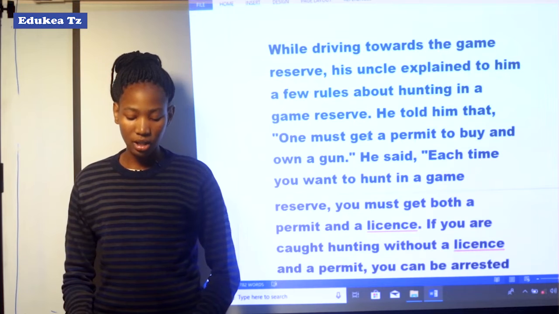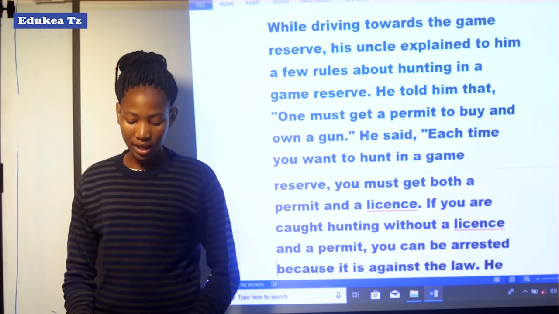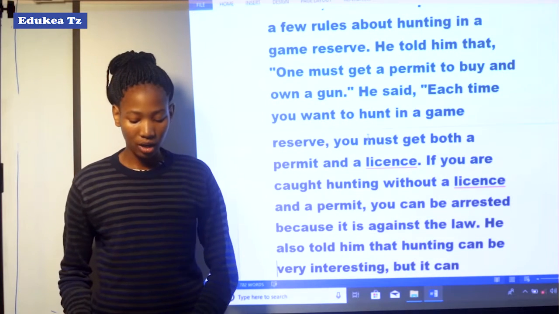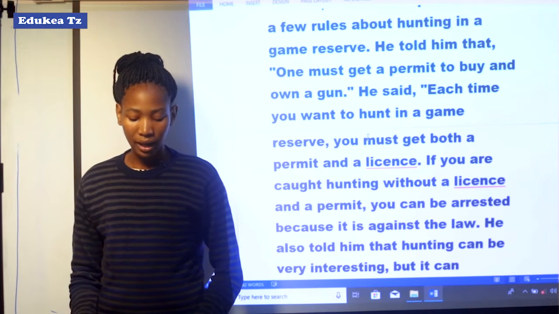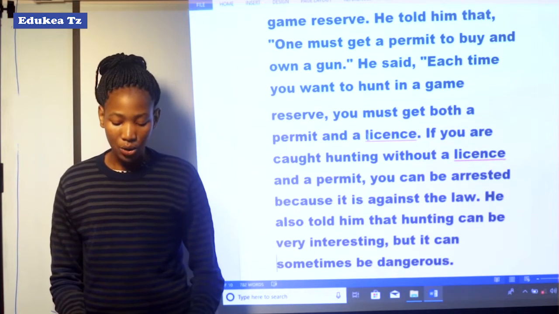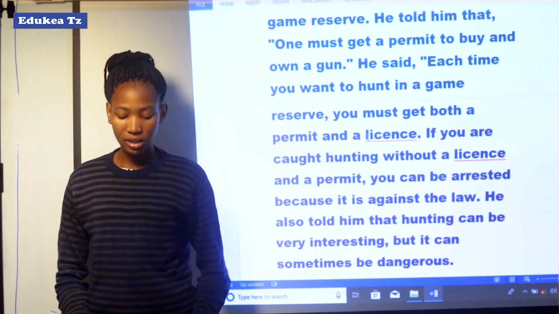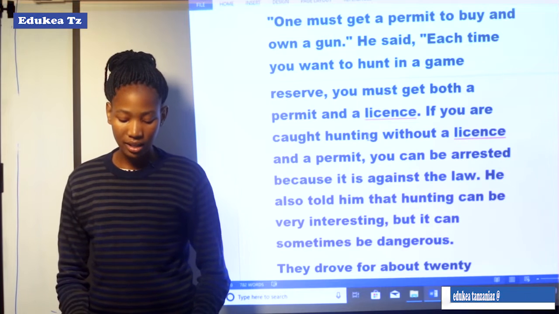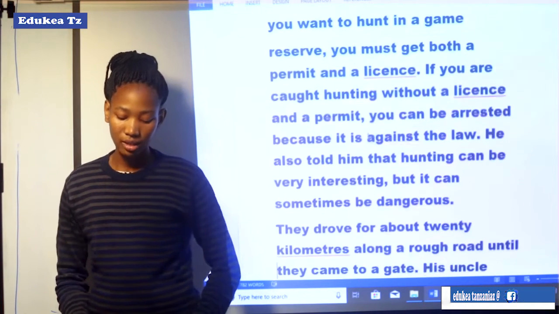He said, "Each time you want to hunt in a game reserve, you must get both a permit and a license. If you are caught hunting without a license and a permit, you can be arrested because it is against the law." He also told him that hunting can be very interesting, but it can sometimes be dangerous.